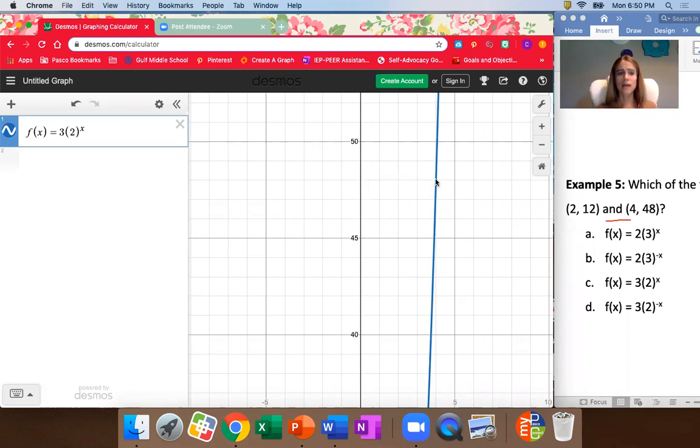So you guys have technology at your fingertips. Use it for good, not for academic dishonesty, but use it for good. You can use substitution as a method of solving, or you can use graphing on Desmos as a method of solving. The choice is up to you. It's whatever works best.